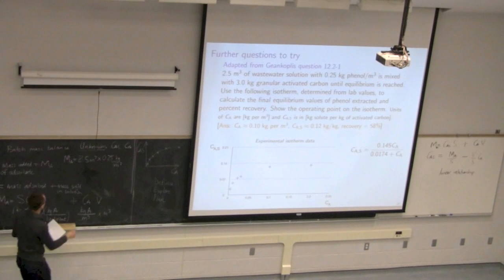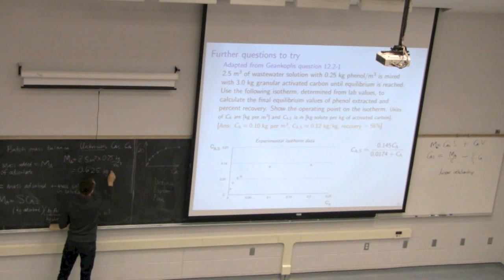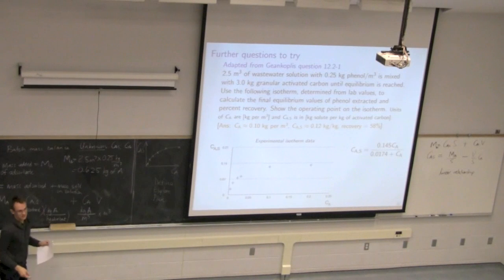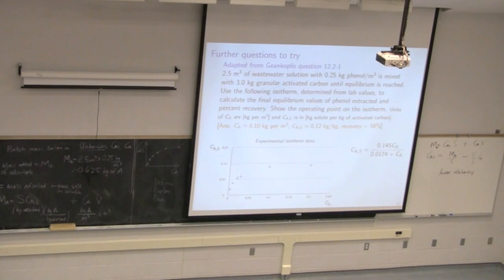Okay, so that's 0.625 kilograms of A added to the system. So that 0.625 distributes itself into two portions. Some portion is adsorbed, another portion remains in solution. So we now have MA in this equation. Do we have S? Yep. We have S, and do we have V? Volume V, we do.